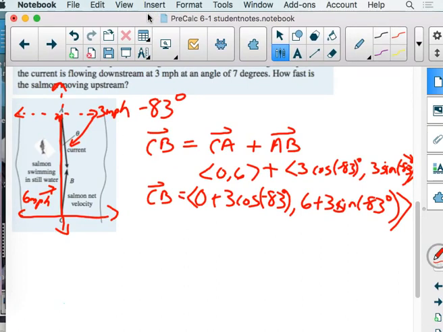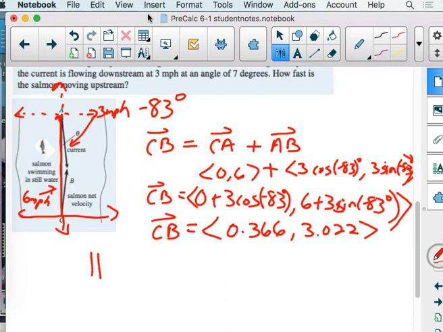All right, so far we have our component form of 0.366, comma, 3.022. All right, next up, it said how fast is the salmon going upstream? So what do we need to find about that? Magnitude, exactly. It's in component form. That means that the initial point was at 0, 0. So this is just going to be the magnitude of CB.